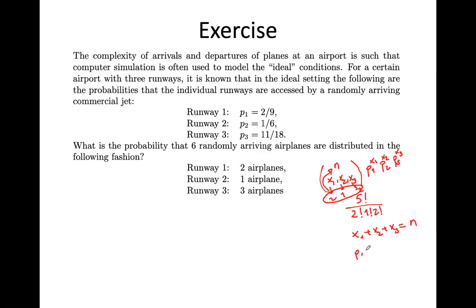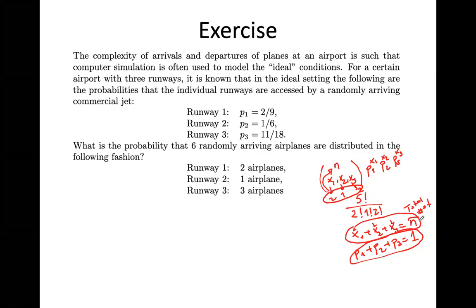And P1 plus P2 plus P3 should be equal to 1. The addition of all probabilities will be equal to 1. And the summation of the numbers of possible outcomes should be equal to the total number of outcomes. Okay.